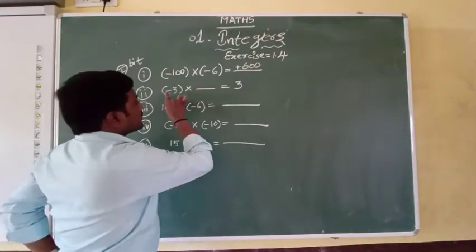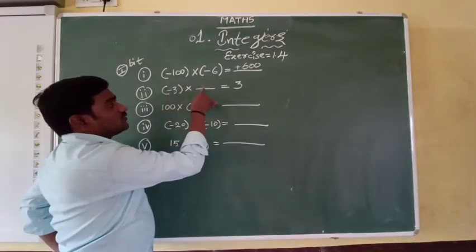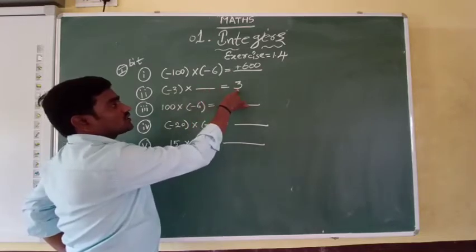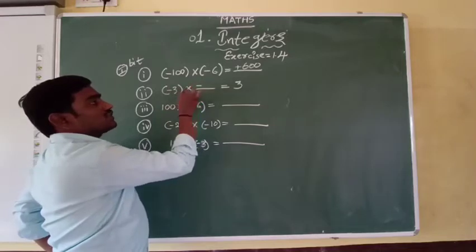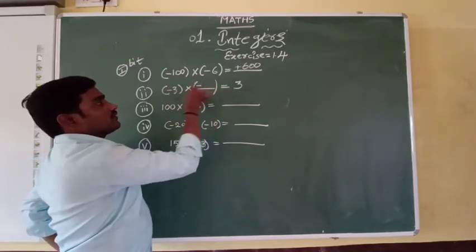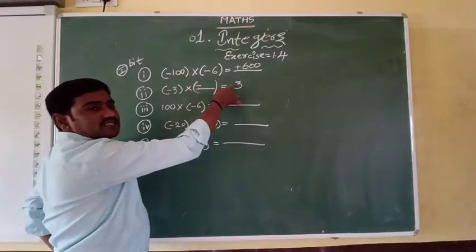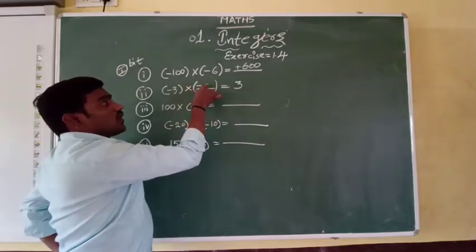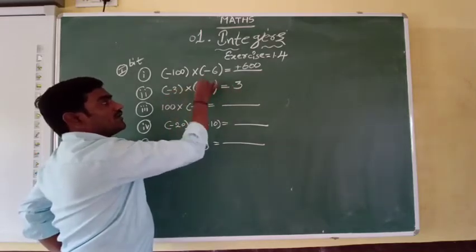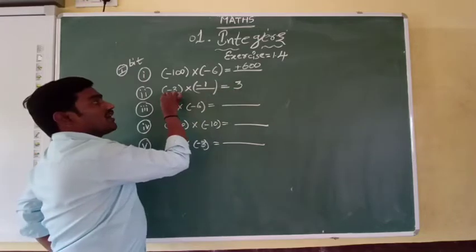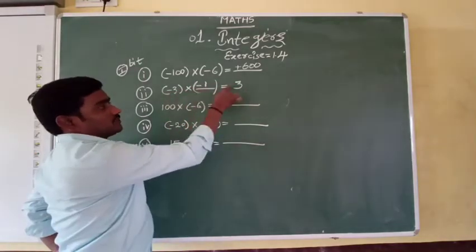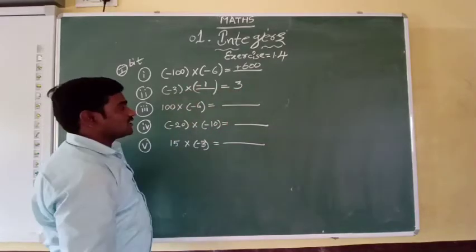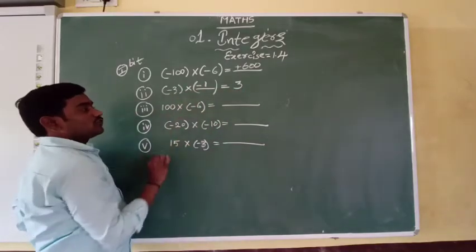Now here, minus 3 into dash equal to plus 3. So here you got plus 3. Minus into minus only gives the plus. So 3 into 1 is 3. So minus 3 into minus 1 will give us plus 3. Minus into minus is plus, 3 ones are 3. Now here also we need to multiply.